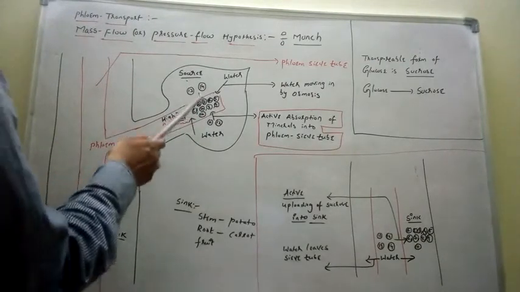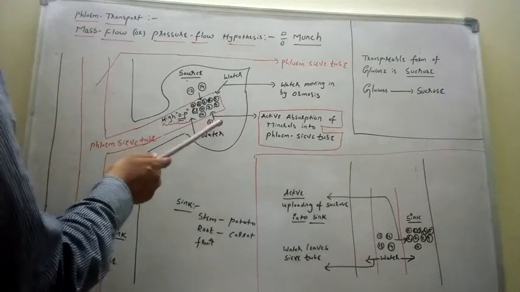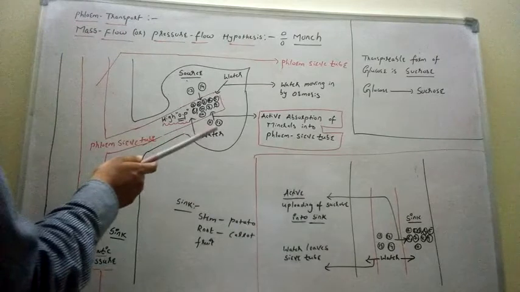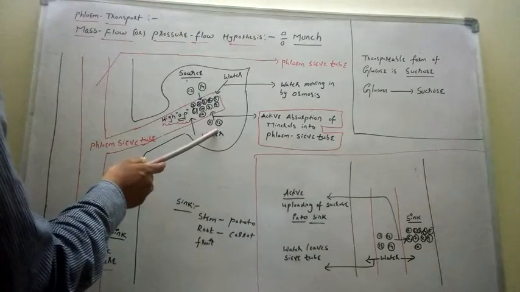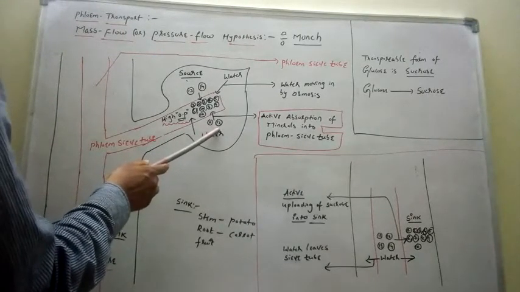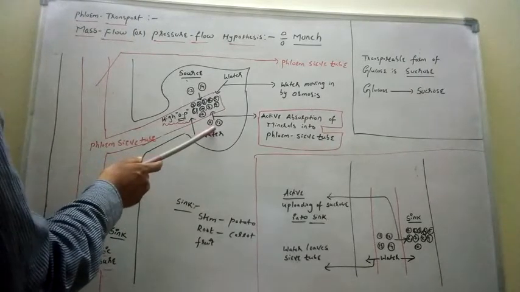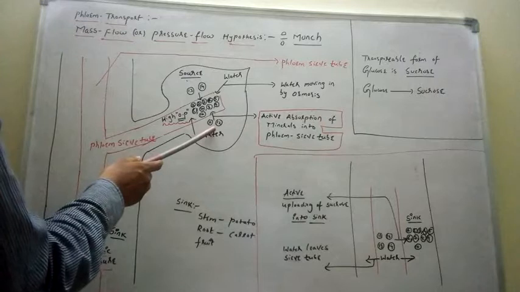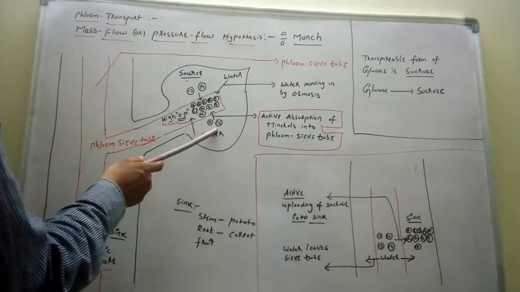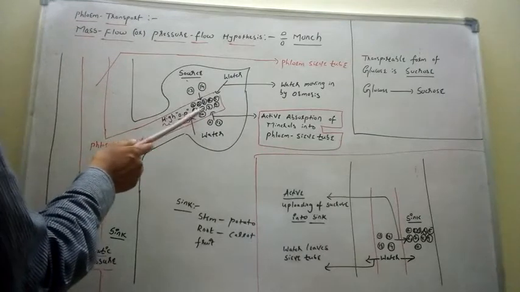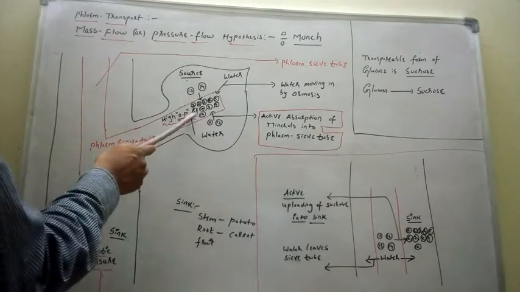Now how many sucrose molecules are left? 1, 2, 3, 4. Four sucrose molecules are left. Now here, from the leaf parenchyma cells, they are diffusing into the phloem. So when the sucrose molecules from the leaf parenchyma or leaf mesophyll are entering the sieve tube, is this by active transport or passive transport?